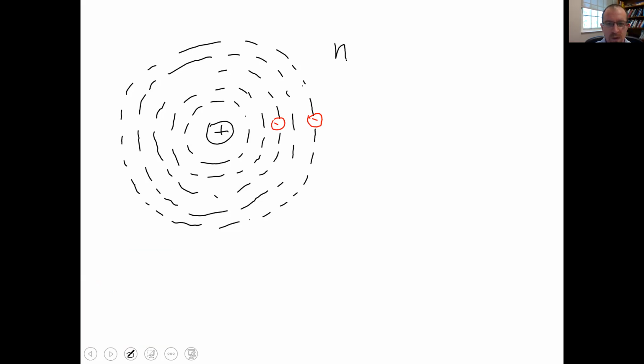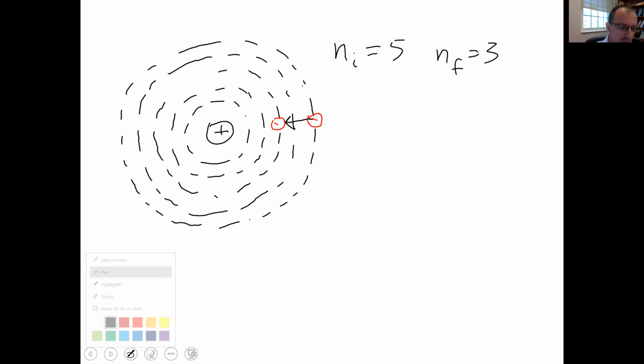We're going to say that it initially is in the n equals 5 orbital and that it drops to the n equals 3 orbital. Now, when it drops from 5 to 3, it is losing energy, and that energy doesn't just disappear. What happens instead is that some light is given off. That's the spectra that we were looking at in that picture. So some light is given off.